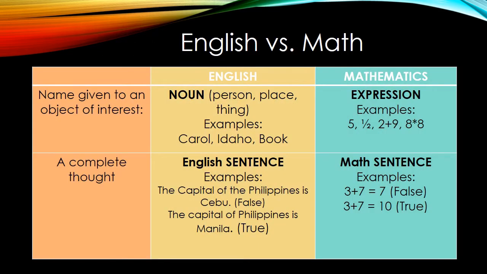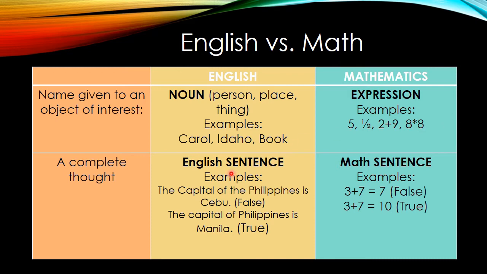Let us compare the language of English to the language of mathematics. A noun is a name of a person, a place, or a thing. This is a name given to the object of interest. Examples here are Carol, Idaho, and book. In mathematics, it is called an expression. We have here examples 5, 1/2, 2 plus 9, 8 times 8, and so on and so forth.